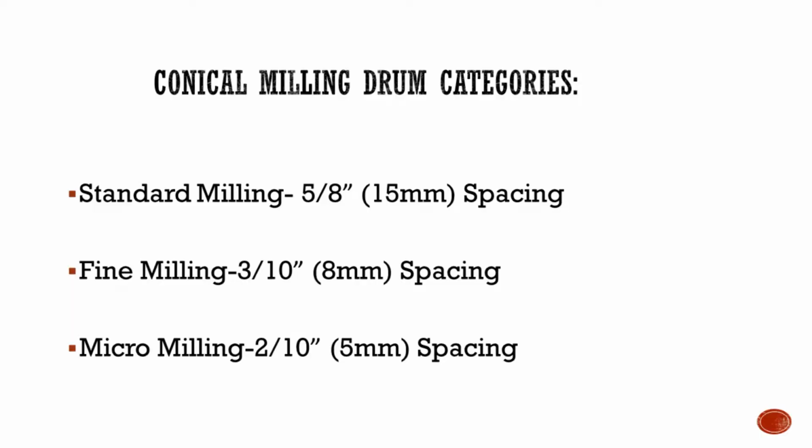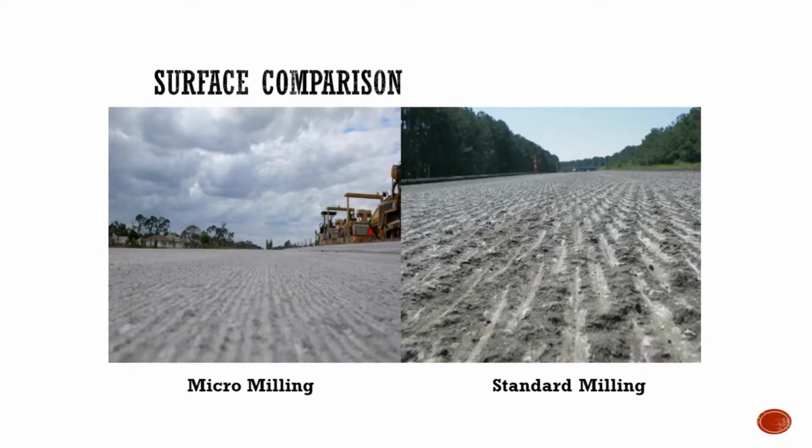There's three main types of asphalt milling: standard milling, fine milling, and micromilling. Micromilling is very similar to standard milling, except with an intent on leaving a much smoother surface. Here's a great comparison shot that gives you an idea. The micromilling surface on the left, you can see how smooth and uniform it is versus the standard milling on the right.